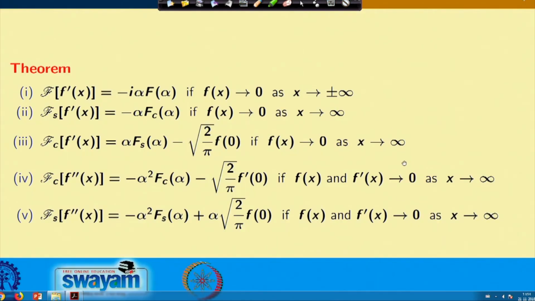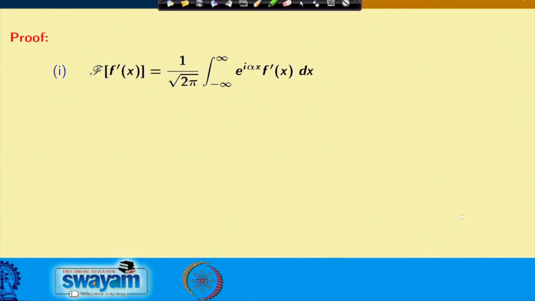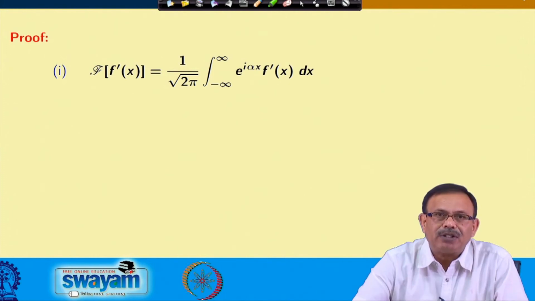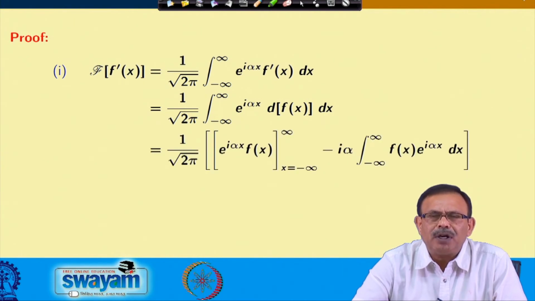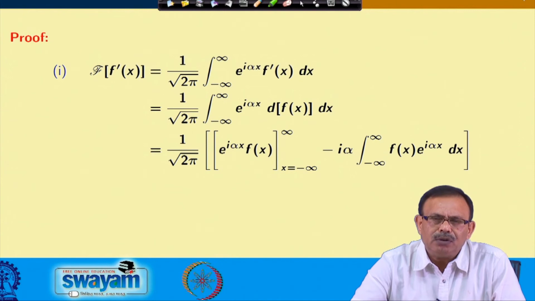So, again let us see it quickly. These things we had to prove, and for the first proof I am starting with the Fourier transform of f'(x). In the integrand, f'(x) I am writing as d of f(x), so that I can use one as the first function and the other one as the second function, and I will use integration by parts. Using integration by parts, I am getting these two things. The limiting value of the first term will be 0, because f(x) approaches 0 whenever x approaches plus infinity or minus infinity. It is known to us.